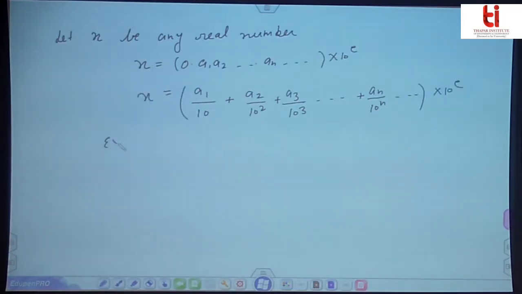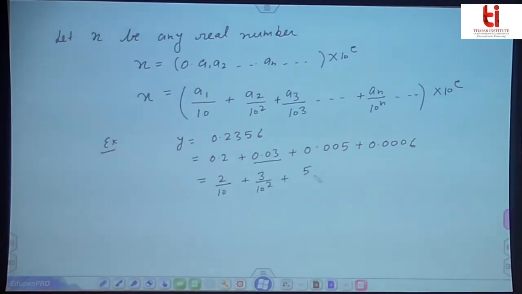Let us take an example. Suppose there is some number y equal to 0.2356. How can we write this number? We can write it as 0.2 plus 0.03 plus 0.005 plus 0.0006. 0.2 can be written as 2 upon 10. 0.03 can be written as 3 upon 10 square. Similarly, we can write 5 upon 10 cube, plus 6 upon 10 raised to power 4. So this is how we can express this number y in this form.